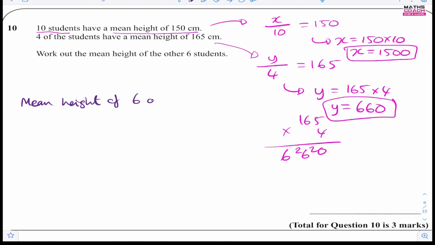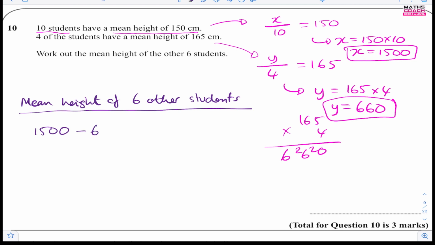So to work out the mean height of the 6 other students, we are going to do 1,500, which is all 10 students, take away the 4 students, which is 660, and that gives us 840. So now we know that 840 is the total height of the 6 other students.